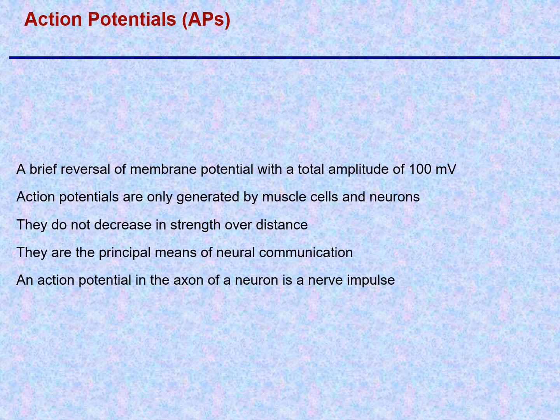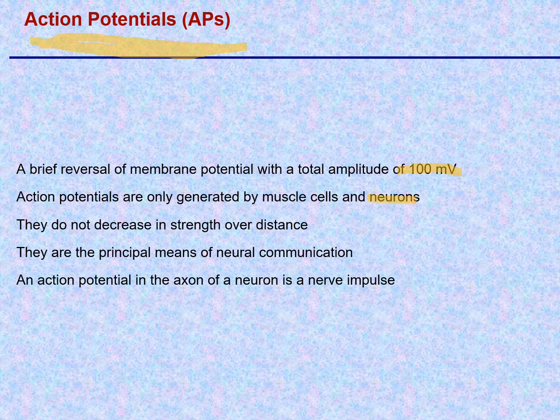Now, as I said, if graded potentials are large enough that they add up together to depolarize the interior of the cell enough so that it hits threshold, then you generate an action potential. So an action potential is a very brief but intense reversal of the membrane potential. The height could be about 100 millivolts. It actually goes up into the positive charge range, so the interior of the cell momentarily will become positive near the membrane.